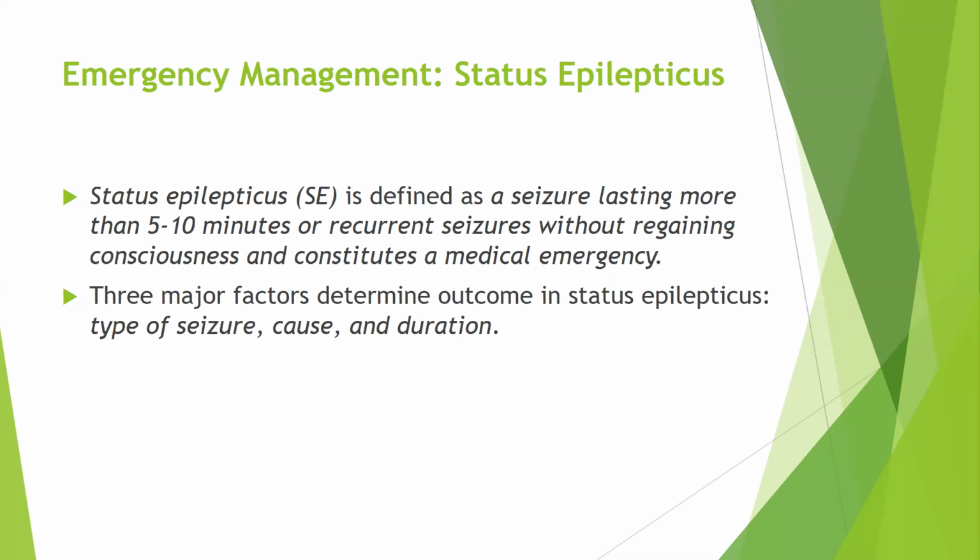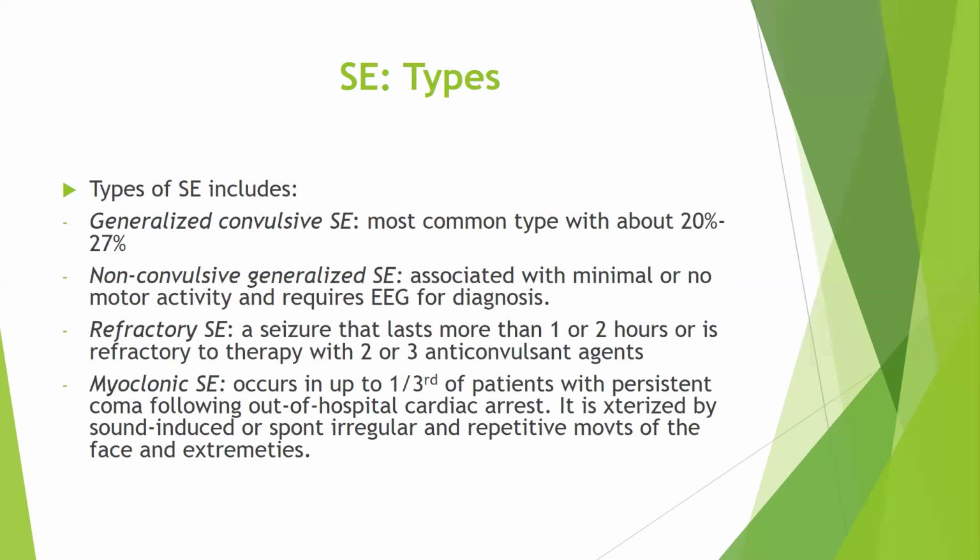The three major determinants of outcome in a patient with status epilepticus are: what kind of seizure, is it convulsive or non-convulsive status? What is the cause? And what is the duration, how long has the patient been seizing? I mentioned this before. We have generalized convulsive SE, which is the most common type, with about 20 to 27% incidence. The non-convulsive is more difficult to diagnose.